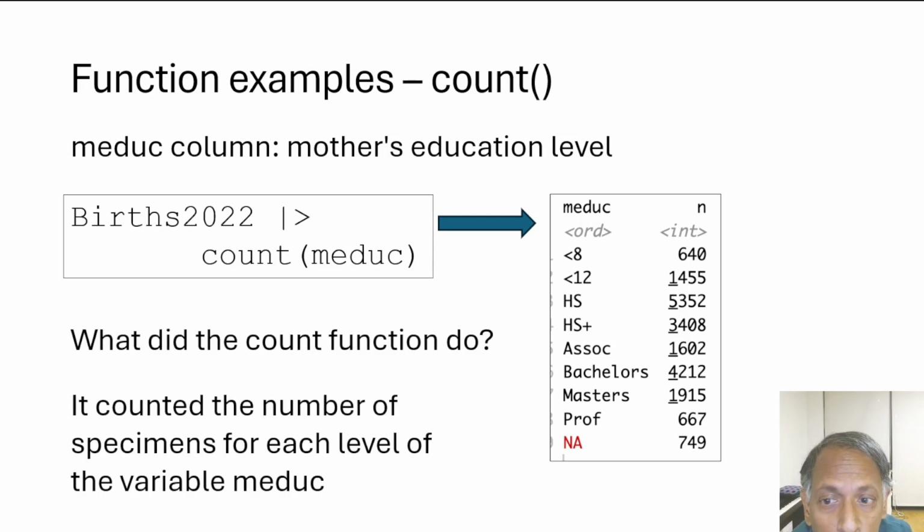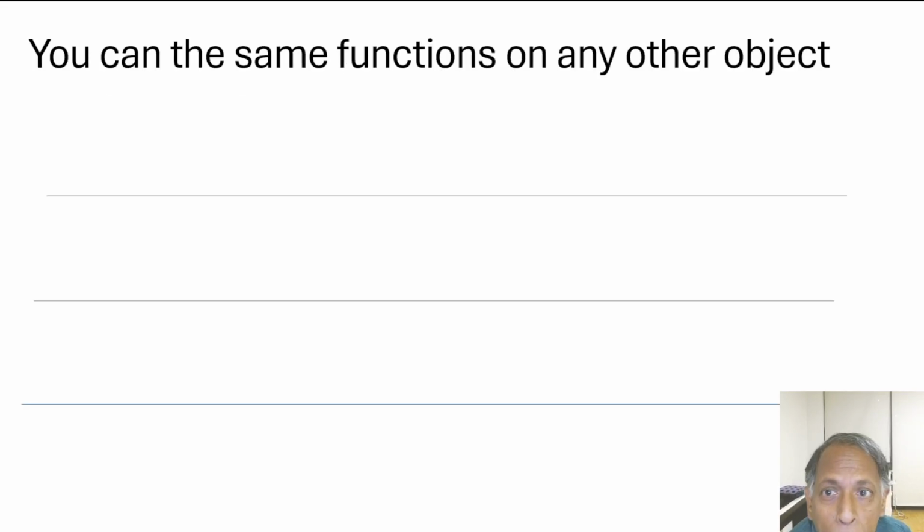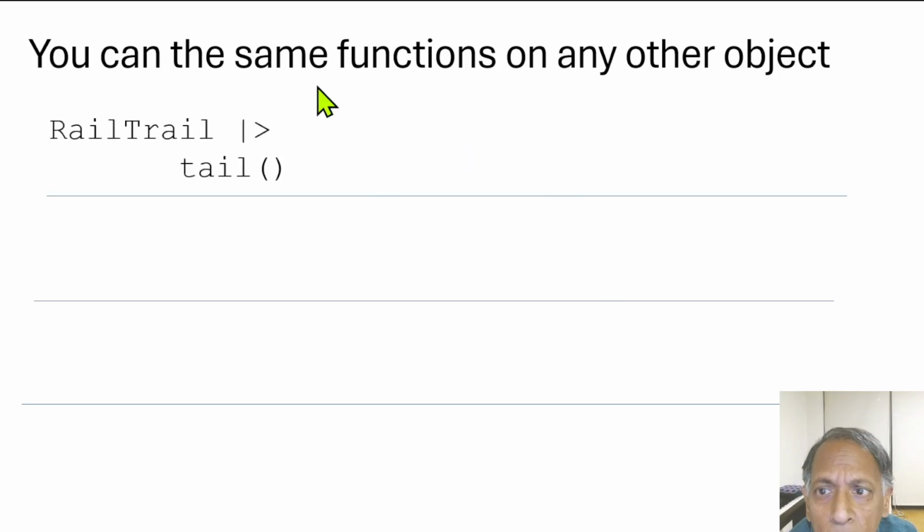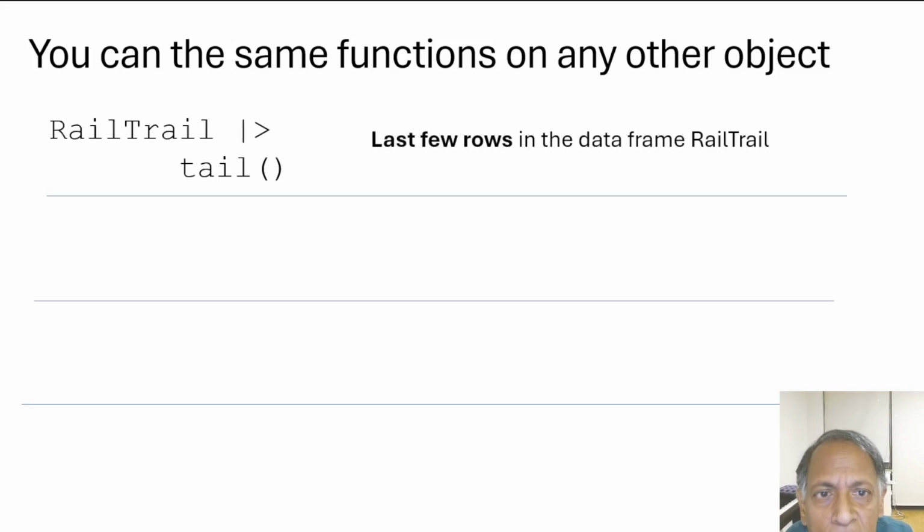So we already saw what the count function did. You can use the same functions on any other object. For example, there is another data frame in our data set called rail trail. Instead of births 2022, if I say rail trail tail, it's going to give us the last few rows in that data frame.